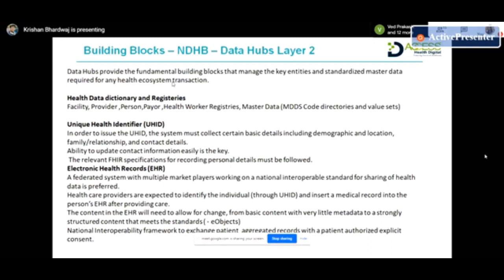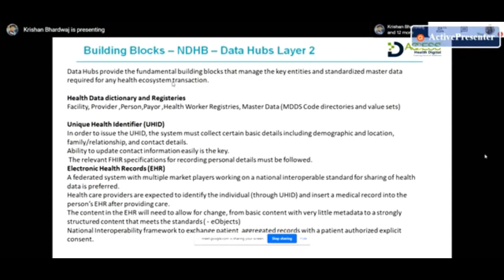The content of the EHR has to be standardized. What they are saying is that at the facility level, your EMR data can have the basic content with very little metadata. But whenever you are exchanging that record with another entity, it should have a strongly structured content which meets the standard. And this strongly structured content we are already working on in Access Health. We are already designing the provider e-objects and payer-side e-objects. All these e-objects are the standard structured content templates for transmitting the data.